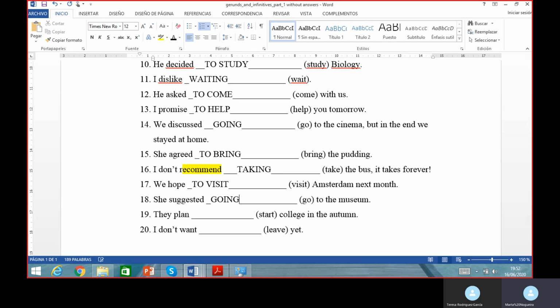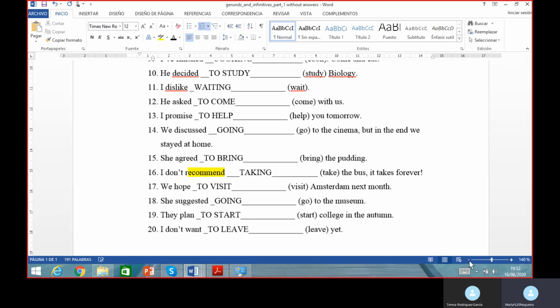18, she suggested going to the museum. 19, they plan to start college in the autumn. And 20, I don't want to leave yet.